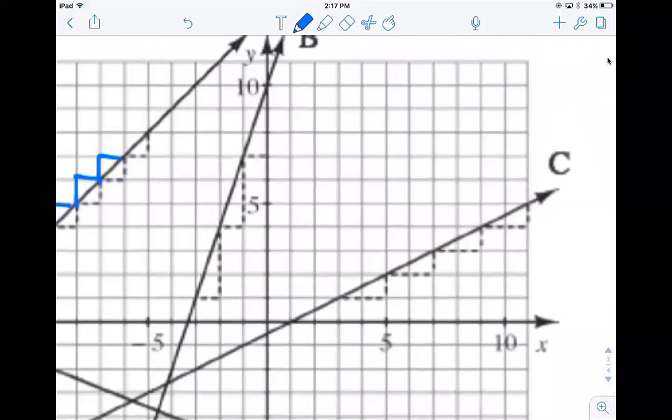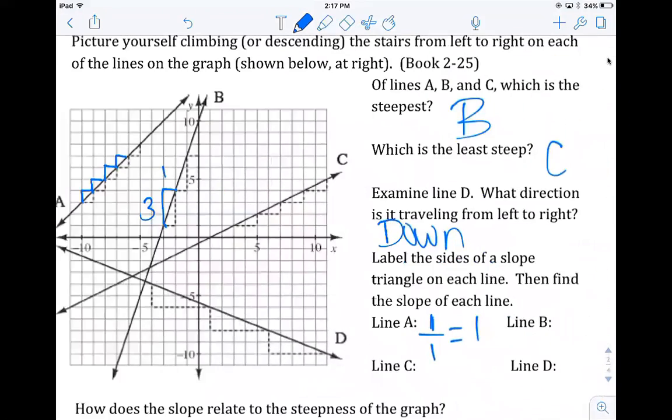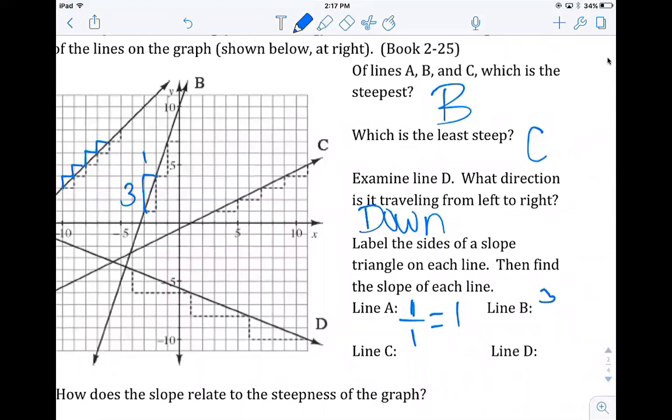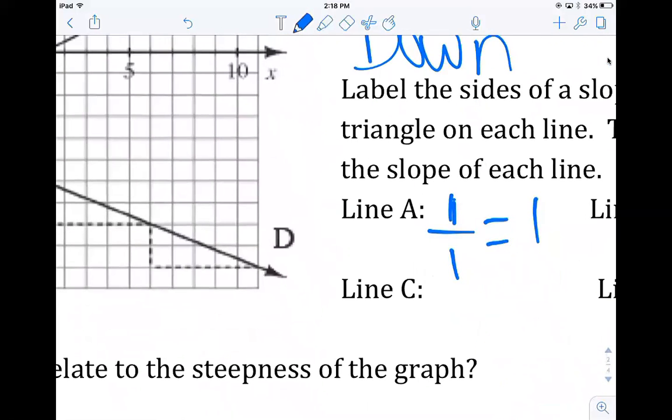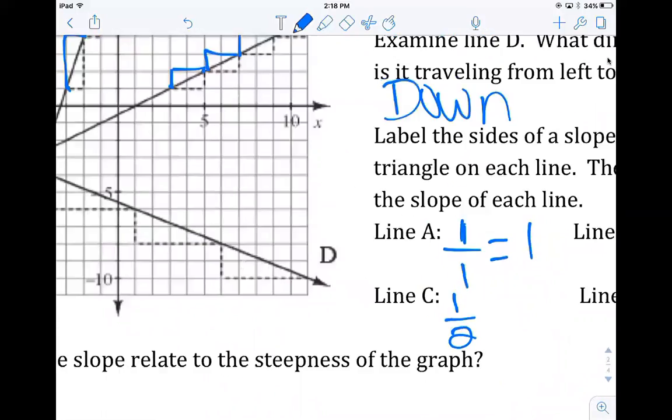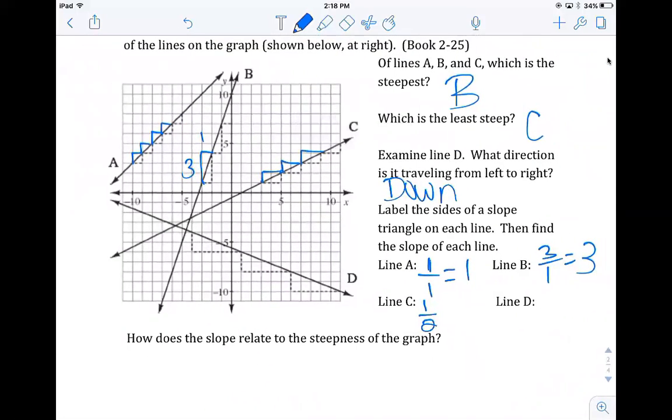For line B, so if I pick my 2 points and I do my slope triangle, I'm going up 3 blocks and over 1. So line B is going to be 3/1, which is just 3. Line C is up 1 block over 2, up 1 block over 2. So that's going to be 1/2, or just a half. We're going to leave it like that because that can't be simplified.